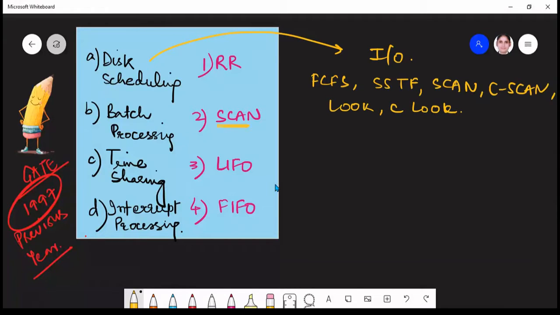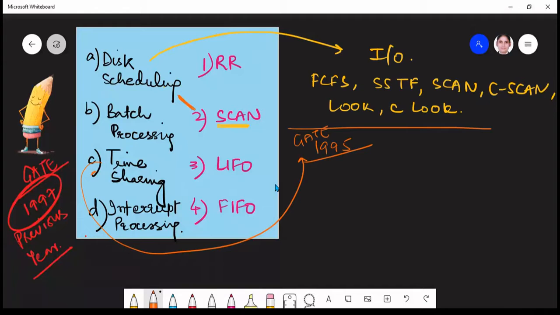So obviously the SCAN algorithm is given, so this is going to match with this option. Now let's come to this option. If I talk about time sharing, I have already discussed a question based on it, which was asked in GATE 1995. The question was, time sharing is based on which algorithm? We know that it is based on round robin scheduling, because here we are given a fixed time quantum, and if we are given some processes, the time is equally divided among all the processes. This question we have already discussed in detail. So for C, the correct answer is going to be 1.